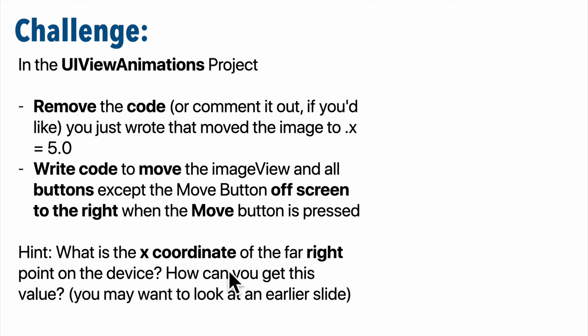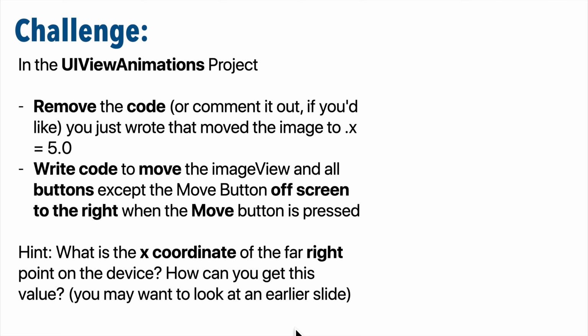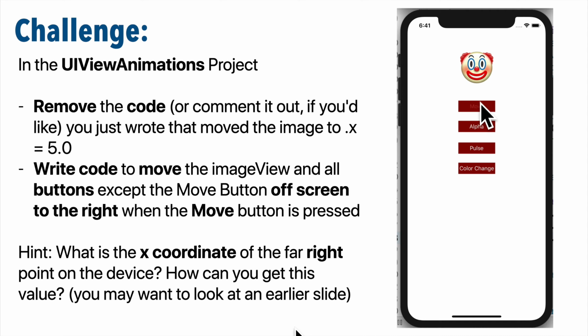So another challenge. We're still going to work within movePressed, but I want you to remove the code, or you can comment it out if you'd like, that code that you just wrote to move the image to X equals 5.0. And I want you to write code to move the image and all of the buttons except for the move button off screen to the right. Now here's a hint. What's the X coordinate of the far right point on the device? How can you get this value? And if you need to, take a look at the earlier slide that shows you the coordinate system.